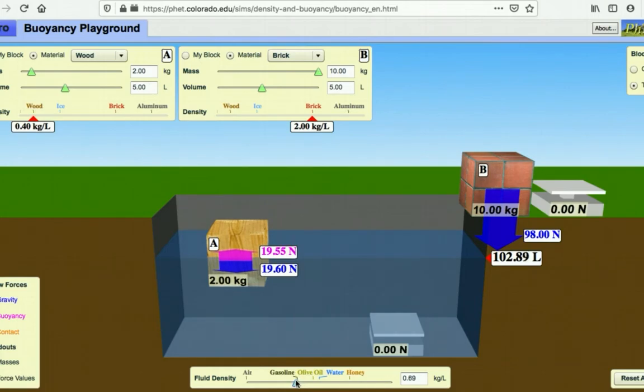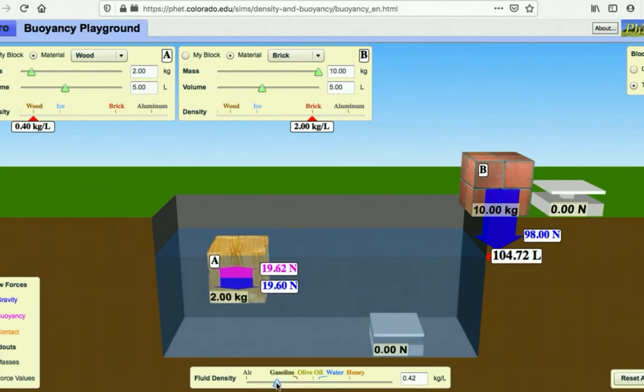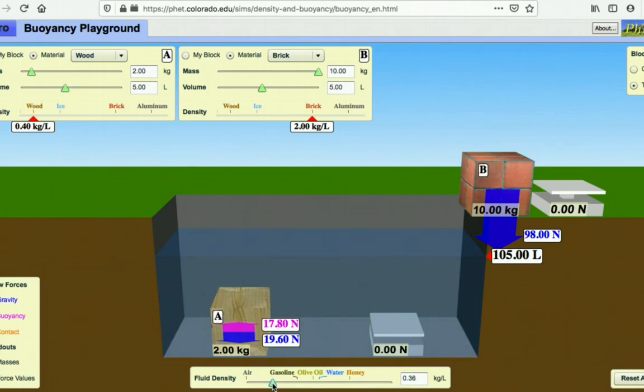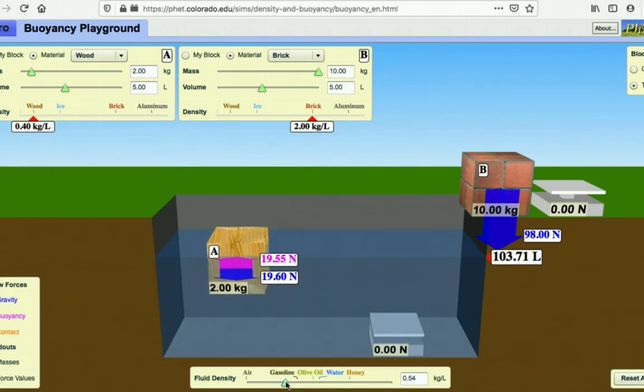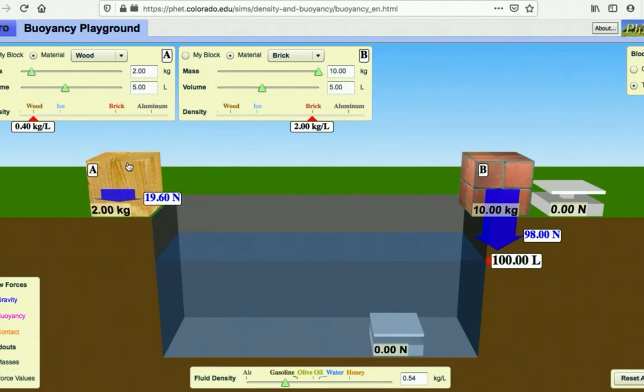So, I could keep going with this, and eventually I'm going to get to the point where the density of the fluid is so small that it's causing the wood to actually sink. So if I compare, the density of the wood is 0.4 kilograms per liter, and I have made the fluid 0.36, this block is now more dense than the fluid, and so it sinks. And if I change it and put it back up, so that the fluid is more dense than the wooden block, then it will float again. So there's a difference between floating and sinking.